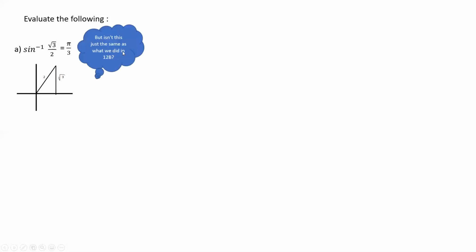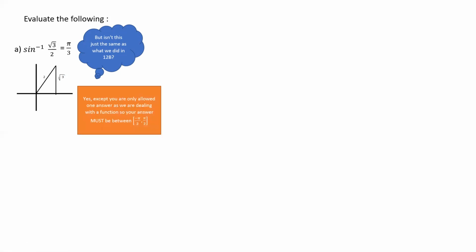Now you might be looking at this and saying, isn't this exactly what we did in 12b? And it's very, very similar. The difference between what we did then and what we're doing now is you're only allowed one answer. The reason you're only allowed one answer is this is a function. When you evaluate a function, it is allowed one answer, and the answers for sine must be between minus pi over 2 and pi over 2.